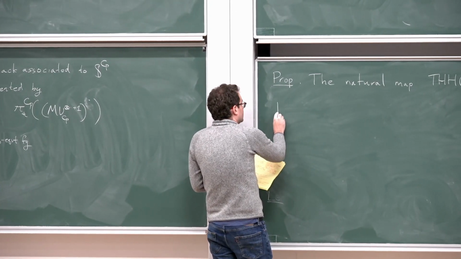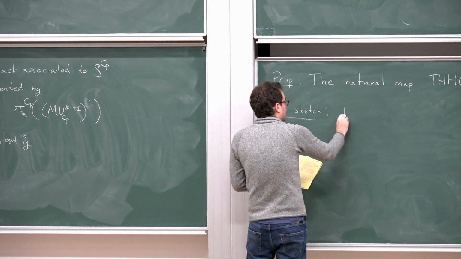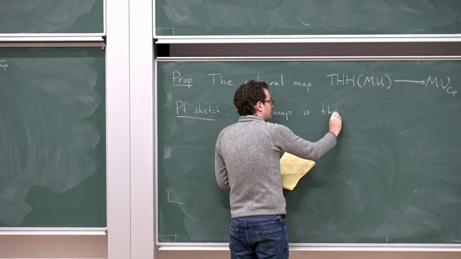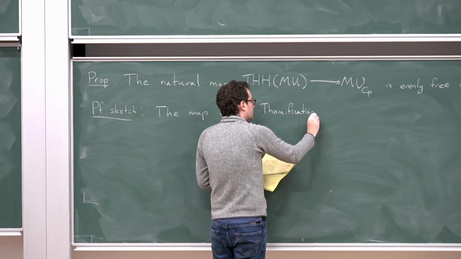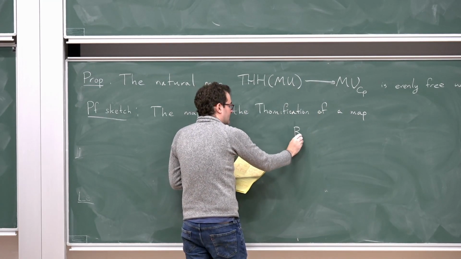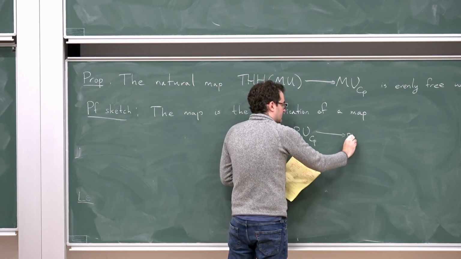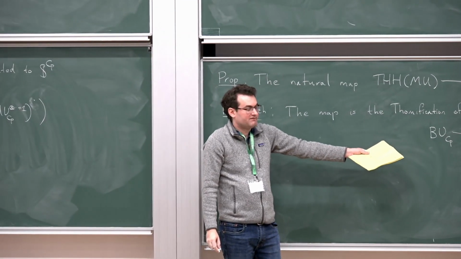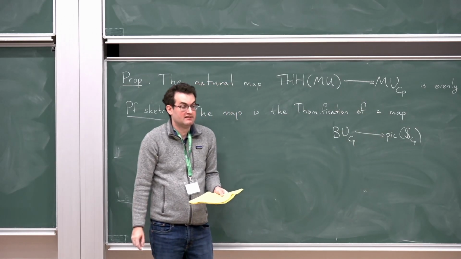All right, so what's the proof sketch? The map here that I'm studying is the Thomification of a map of infinite loop spaces. So what is MU_CP? It's a Thom spectrum over BU_CP. So there's some map from BU_CP to the Picard spectrum of the sphere, and this infinite loop map, its Thom spectrum, the J homomorphism, is MU_CP.